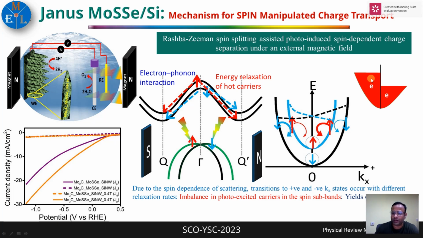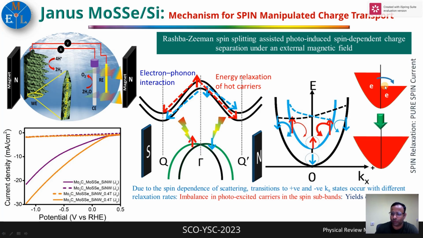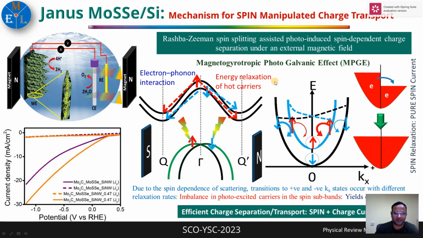So that is where you have an asymmetry in spin electron density. This diffuses from higher to lower density, and this is called the pure spin current. So this is where you have a spin current and the charge current, and this effect is called the magnetogyrotropic photogalvanic effect. Due to this effect, you have efficient charge separation, and the addition of the pure spin current gives us this enhancement in the photocurrent, and also higher activity in the photoelectrochemistry.